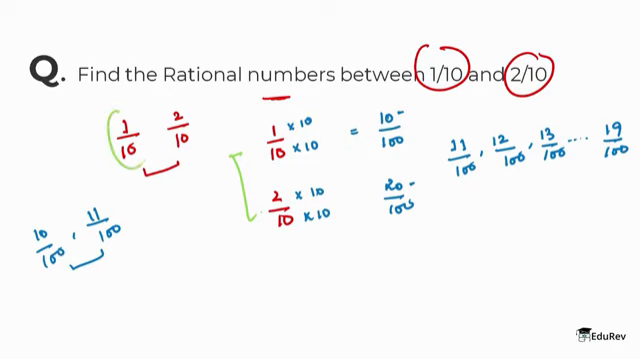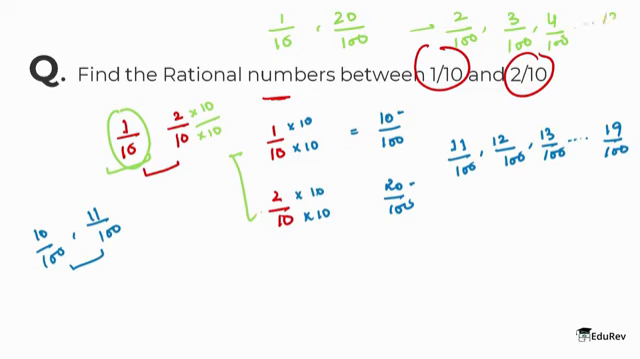What you can do is you can keep 1 by 10 as it is, but multiply 10 with numerator and denominator of the second number. So the two numbers which we get are going to be 1 by 10, and the second number is going to be 20 upon 100. So how many numbers are between these two? You can simply write 2 by 100, 3 by 100, 4 by 100, and so on till 19 by 100. These are the numbers which you can write between these two numbers.